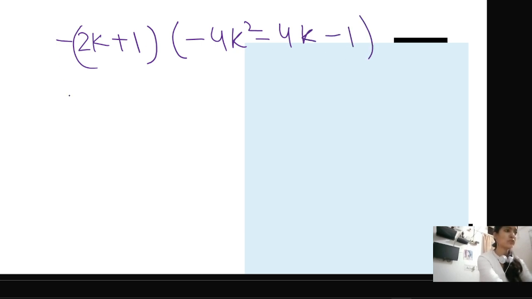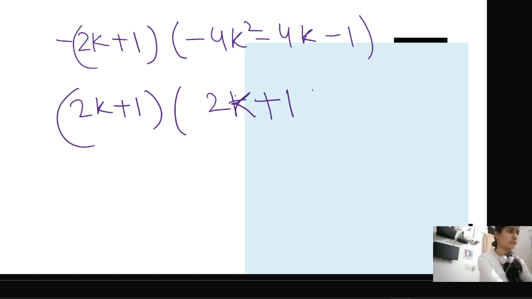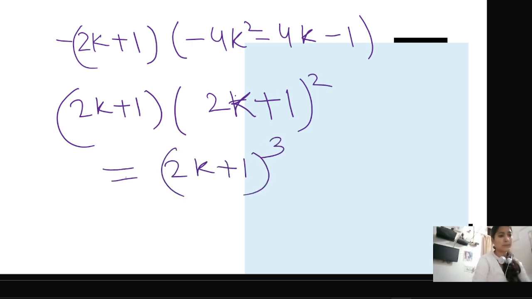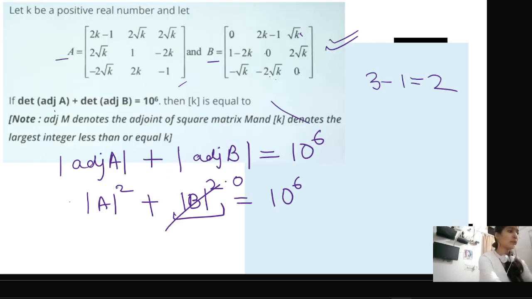Okay, take minus common, so it will become plus. So 2k plus 1, and here we can see this is the formula of 2k plus 1 whole square. When you open it, you will get the same: 4k square plus 1 plus 4k. Yeah, this is the formula of 2k plus 1 whole square. So from here we are getting 2k plus 1 whole cube. Okay. Now move to the question. So from here we can see, yeah, determinant of A is 2k plus 1 whole square, whole cube, right?